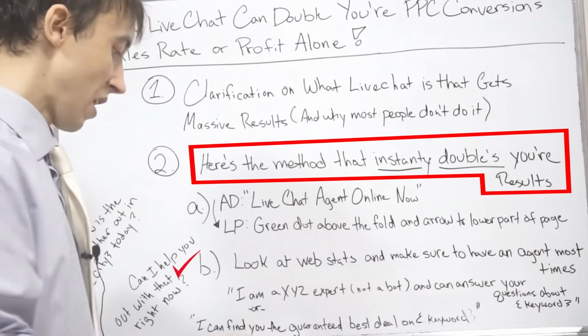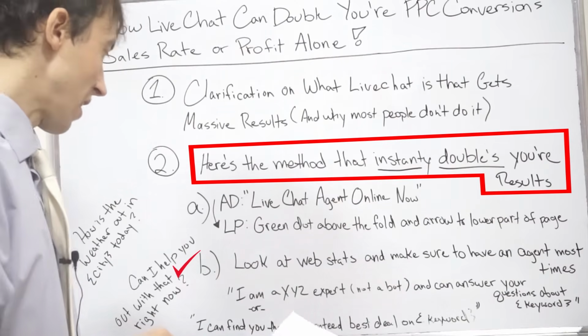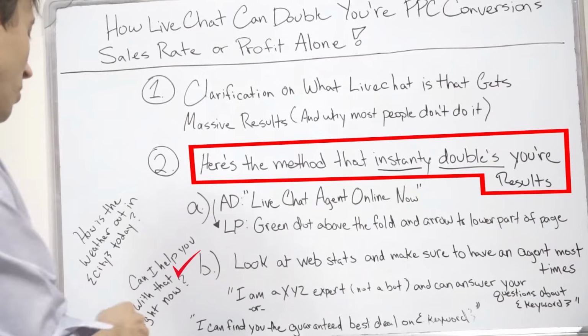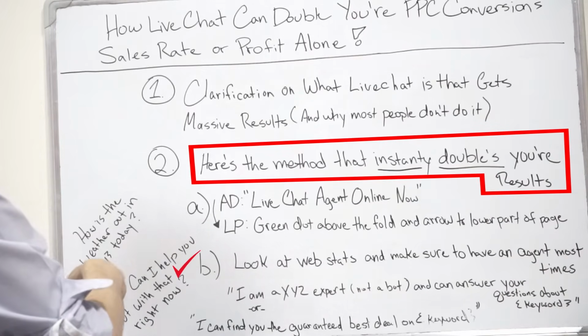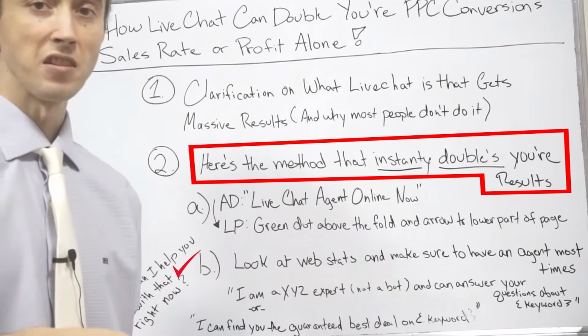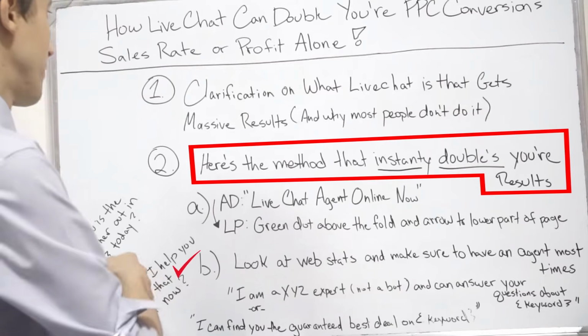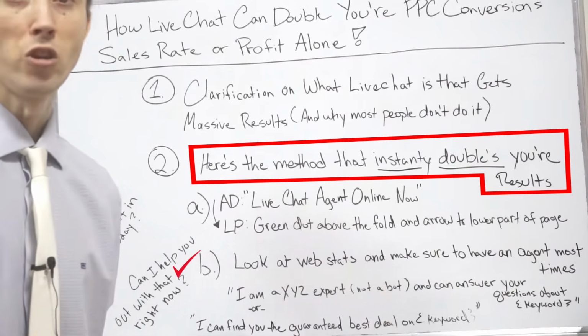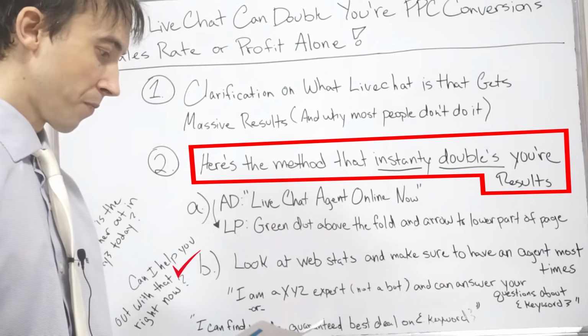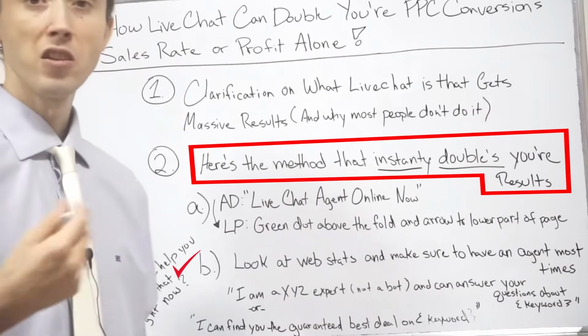And of course, other things that you can say are, can I help you out with that right now? Or, how is the weather out there? Because a lot of chat software will tell you where the person is, so you can make sure people know you're trying to sound human here.